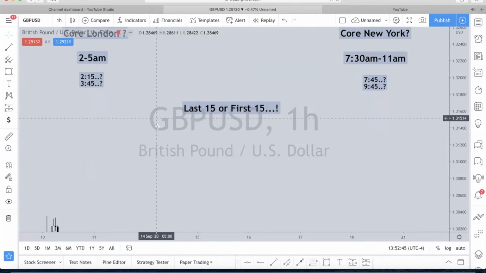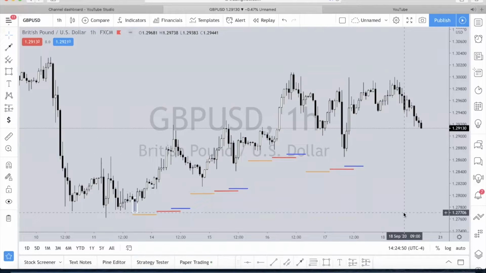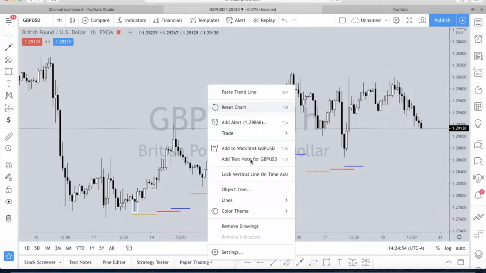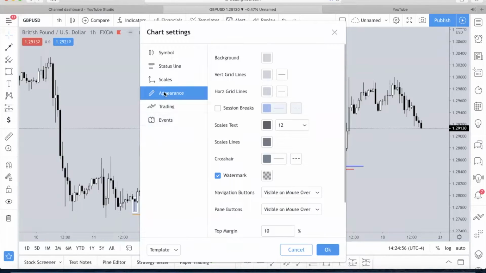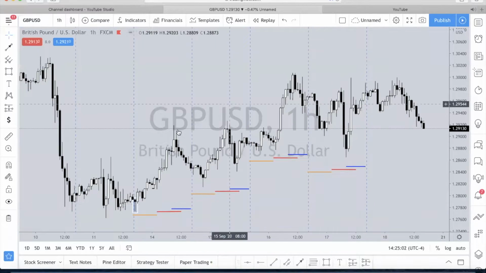So what we're going to do is scroll down, and I'm going to show you guys the power between 2 and 5 and the power between 7:30 and 11. Perfect. Okay, so now to properly structure your chart, what you're going to want to do is right click, go down to settings, make sure you're on appearance, and go ahead and turn on your session breaks. This is going to help you identify the 24-hour market prices. Here's Monday's 24 candles, Tuesday's 24 candles, Wednesday, Thursday, and Friday.